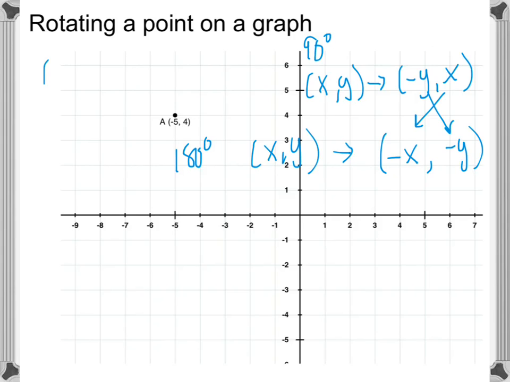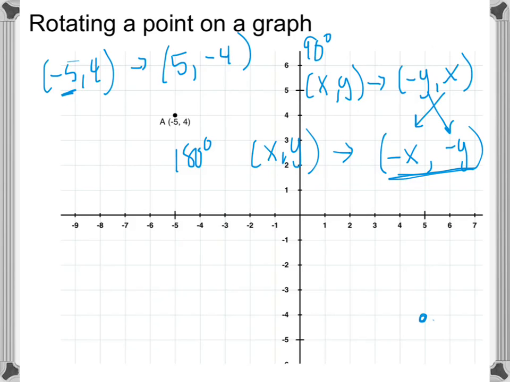So if A is -5, 4, I would take the opposite of -5, which would be 5, and the opposite of 4, which is -4. I said make your x and y negative before, and what I really meant to say was take the opposite of the sign for your original x and y coordinates. So +5, -4 would be here.